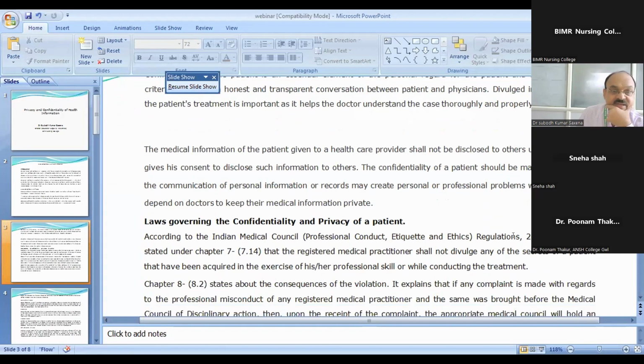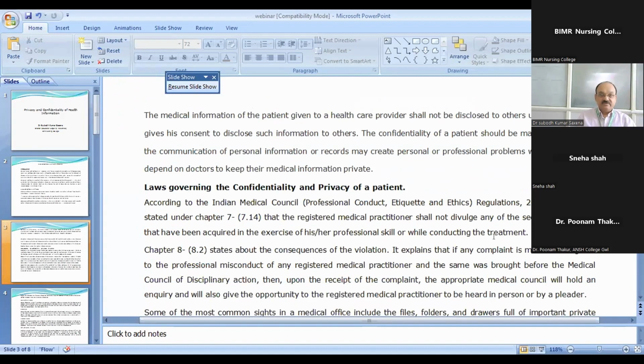And there are certain laws that also govern the confidentiality and privacy of the patient. According to the Indian Medical Council Regulations 2002, it has been stated under Chapter 7.4 that the registered medical practitioner shall not disclose any of the secrets of the patient that have been acquired in the exercise of his or her professional skill or while conducting the treatment.